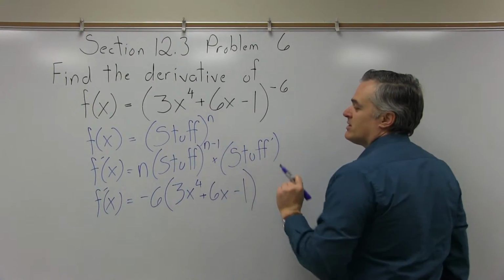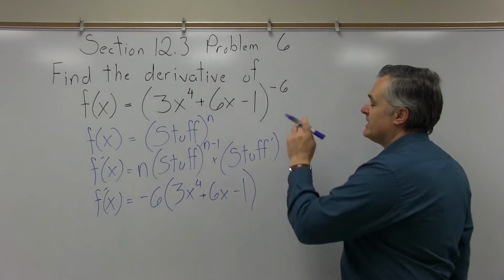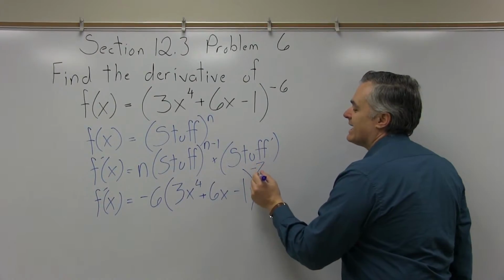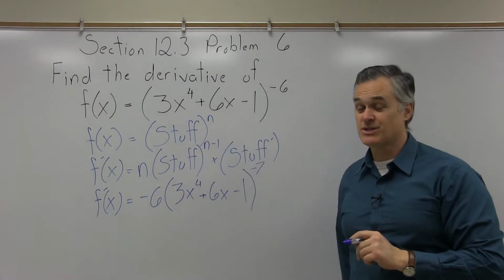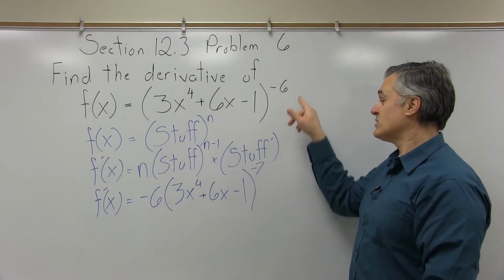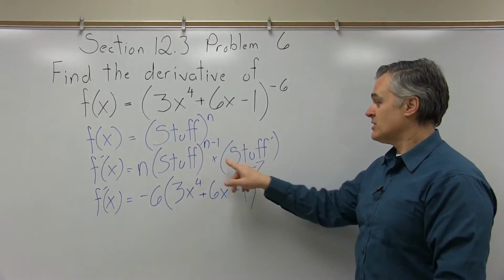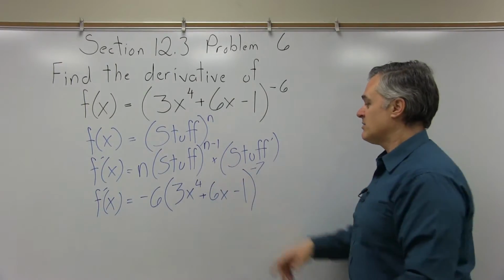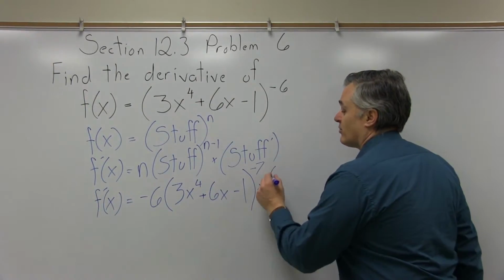Now here's where I have to pay attention. The new exponent on the parentheses is n minus 1. So negative 6 minus 1 is negative 7, right? You have to pay attention. Not minus 5. That would actually increase it by 1. When you do minus 6 minus 1, it's minus 7. So now I've closed the parentheses. My new exponent, I multiply times stuff prime.